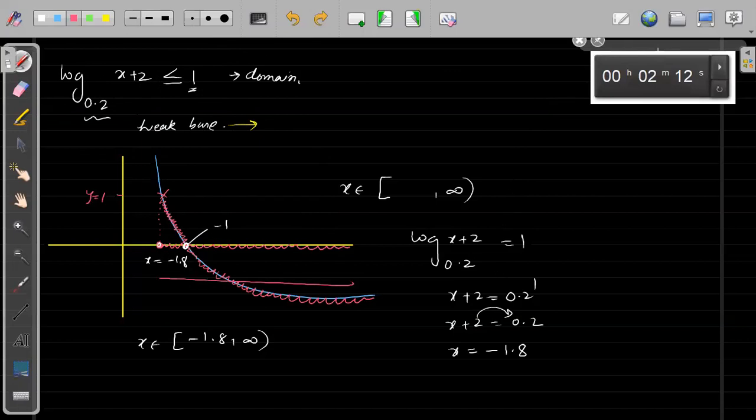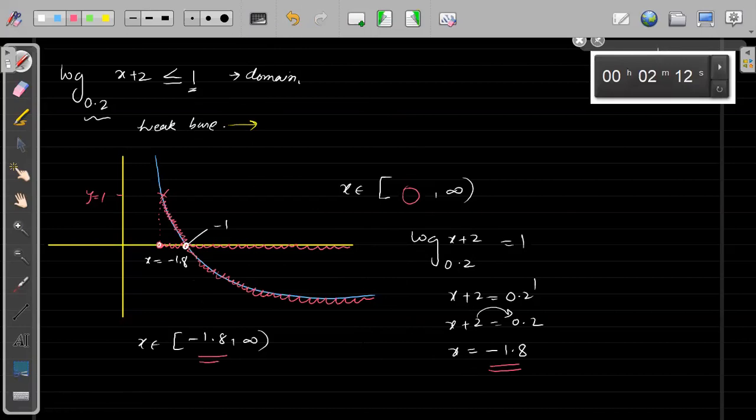That means for this value of x, it is from some value to infinity. If I know it is from some value to infinity, I will try to find out what this value is. I can find where this is equal to 1 using this concept. So x I'm getting as minus 1.8. So the answer will be minus 1.8 to infinity.